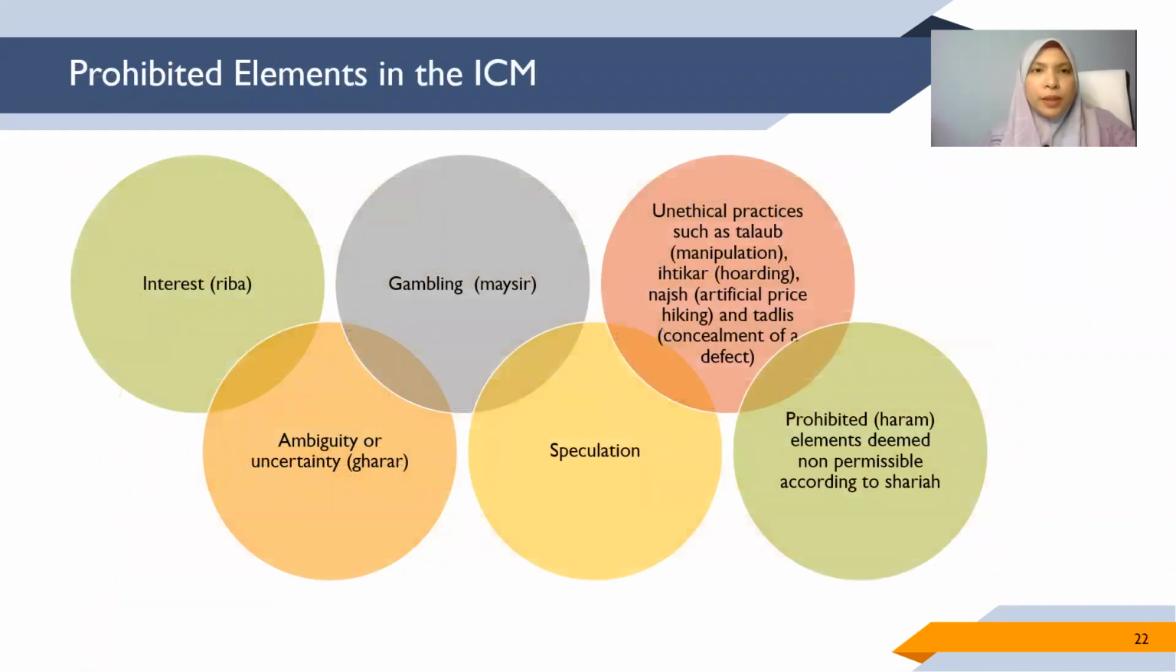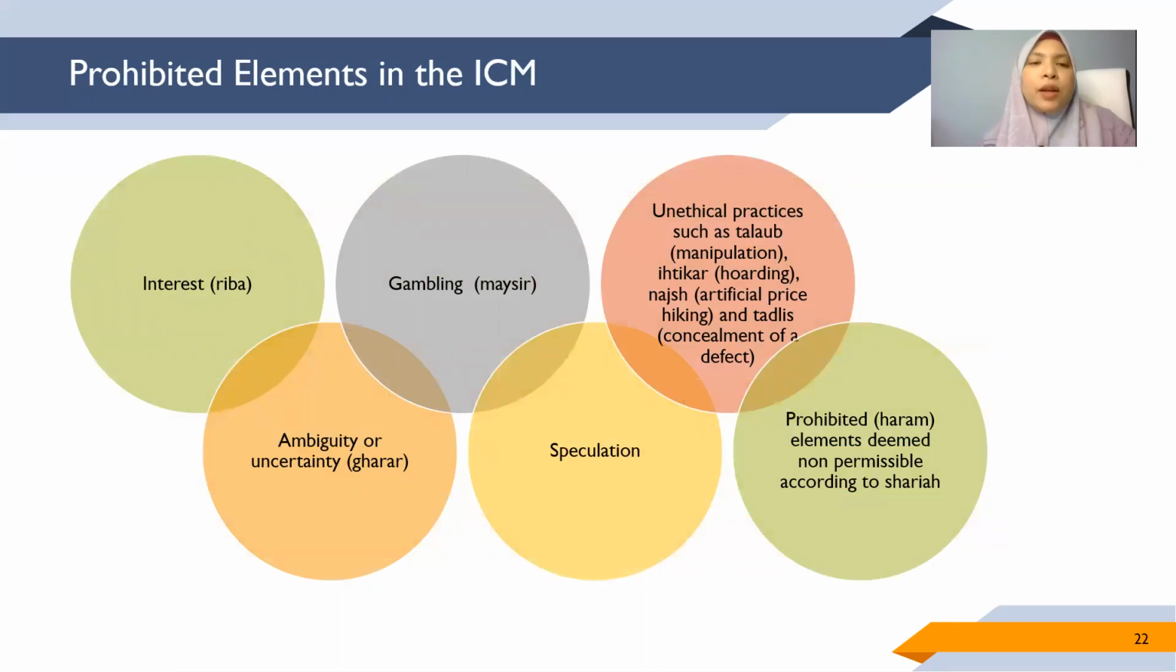Okay, this is the prohibited element in the Islamic capital market. We have interest, riba. All right, this must be prohibited in all the transactions and in all the instruments. For example, we have riba in riba al-buyu', riba ad-dain, riba al-qard. So all types of riba should be eliminated from the transaction. Gambling, maisir, and unethical practice such as manipulation, ihtikar, kenaj, artificial price hiking, tadlis, concealment of a defect.